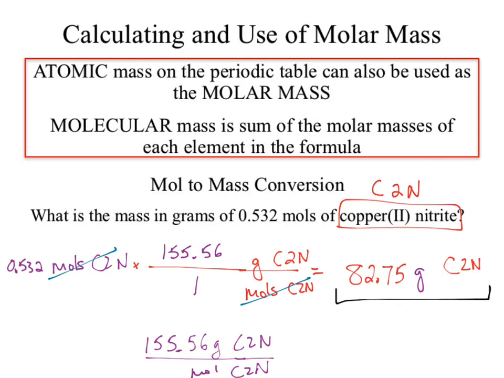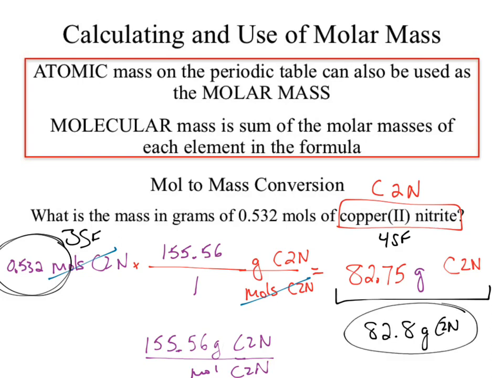Okay, officially that's wrong because that answer has 4 sig figs in it. How many sig figs am I allowed to carry through? 3 sig figs. So assuming your calculator did give you 82.75, our answer becomes 82.8 grams of our copper 2 nitrite, and that's our answer. Make sense? Questions about that? Yes?